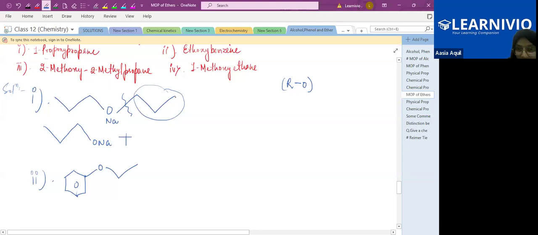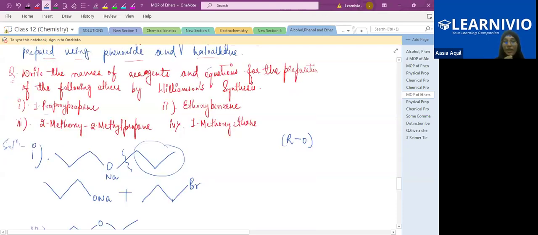Plus this remaining group, a three carbon chain. What will you attach to it? Any halogen group, chlorine. I'm just attaching bromine over here. So that's the reagent, this is the suitable reagent. You should know how you will cleave the bond.